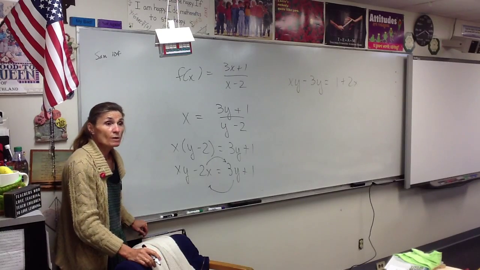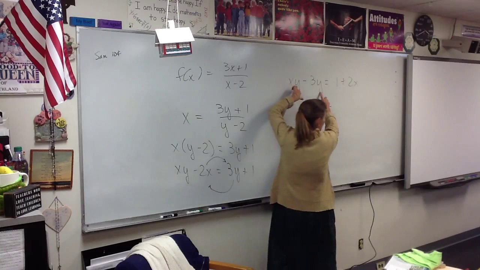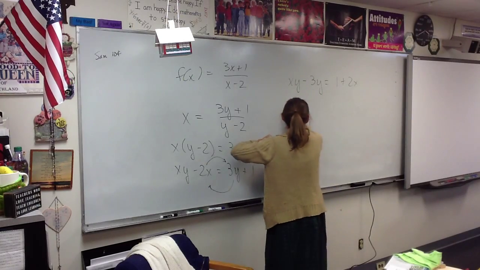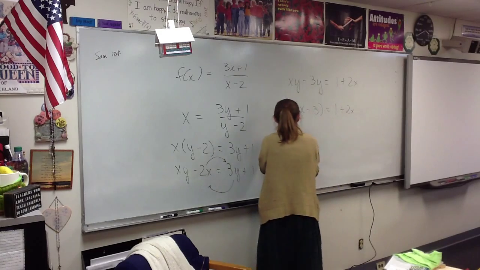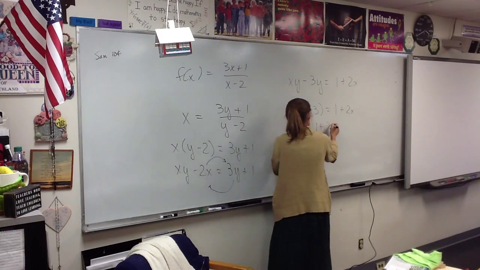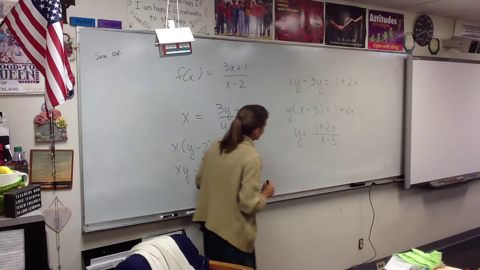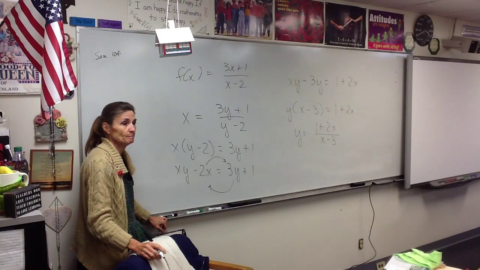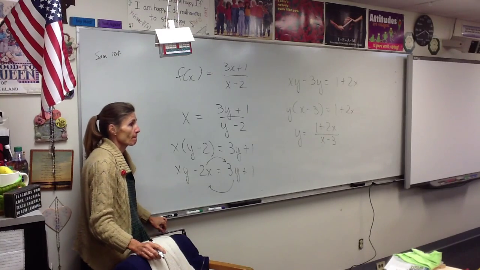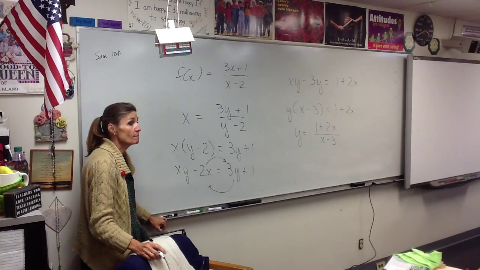So this came over here and this came over here. Now what did we do that for? So that we could now take out the y. And then last step, divide. Does anybody have a question about that? Does anybody have a question about one of the other ones? Lindsay?